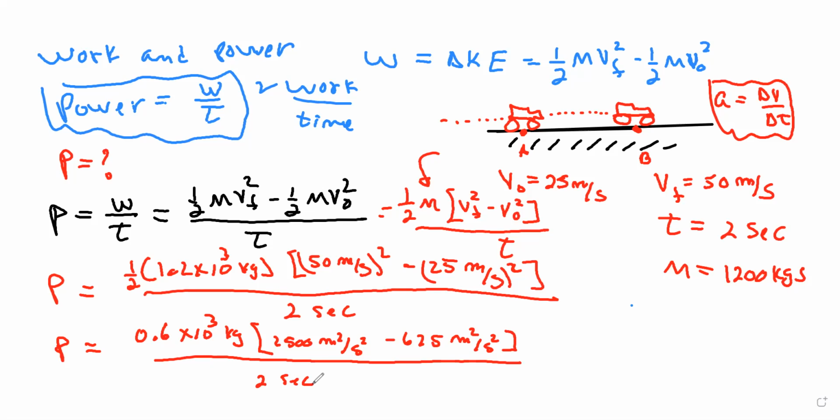Okay, so what do we get here? It's going to be 2500 minus 625, which is going to give you 1875, times 0.6 gives you 1125, divided by 2 is going to throw you 562.5 times 10 to the third power.